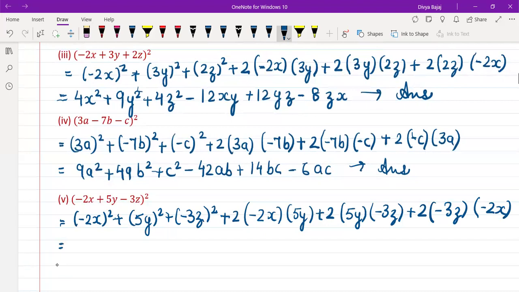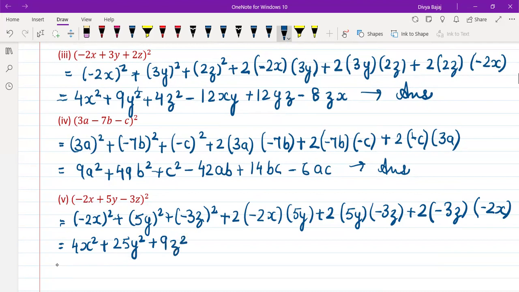Let's solve it. For the minus 2, minus minus plus, 2 2s are 4, so it will be 4x square. 5 5s are 25, 25y square. 3 3s are 9, and minus minus plus, so it will be plus 9z square.